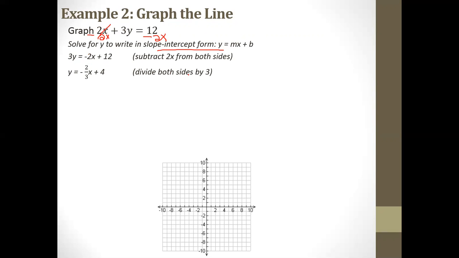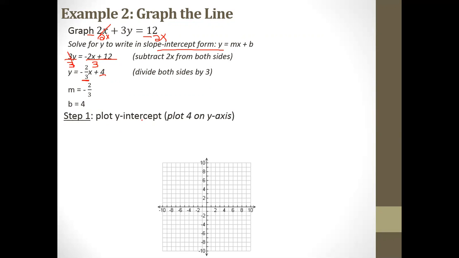Lastly, we're going to divide both sides of the equation by 3. So everything on the right side and everything on the left side by 3. And the 3's cancel, leaving y equals -2/3 x, and then 12 divided by 3 gives us 4. Now we have our slope, our m, and our b, our y-intercept. We'll use the slope and the y-intercept to graph the line.